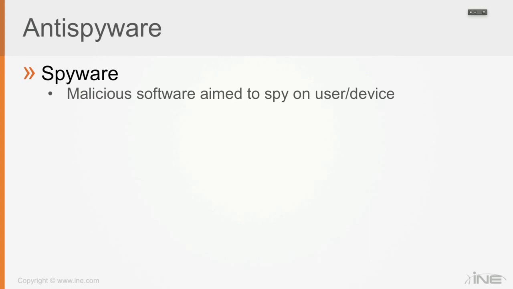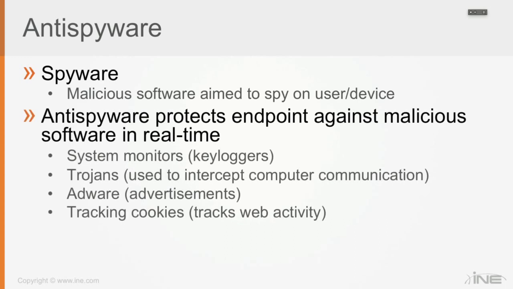Anti-spyware. Spyware is malicious software aimed to spy on a user or on the device. As the name states, it's spyware. And anti-spyware is going to protect endpoints against malicious software in real time, of course. A couple of types of spyware are system monitors like keyloggers, which means you download some kind of software which logs everything you type on your keyboard in order to leak your usernames and passwords, for example. Or Trojans, which could be used to intercept computer communication.